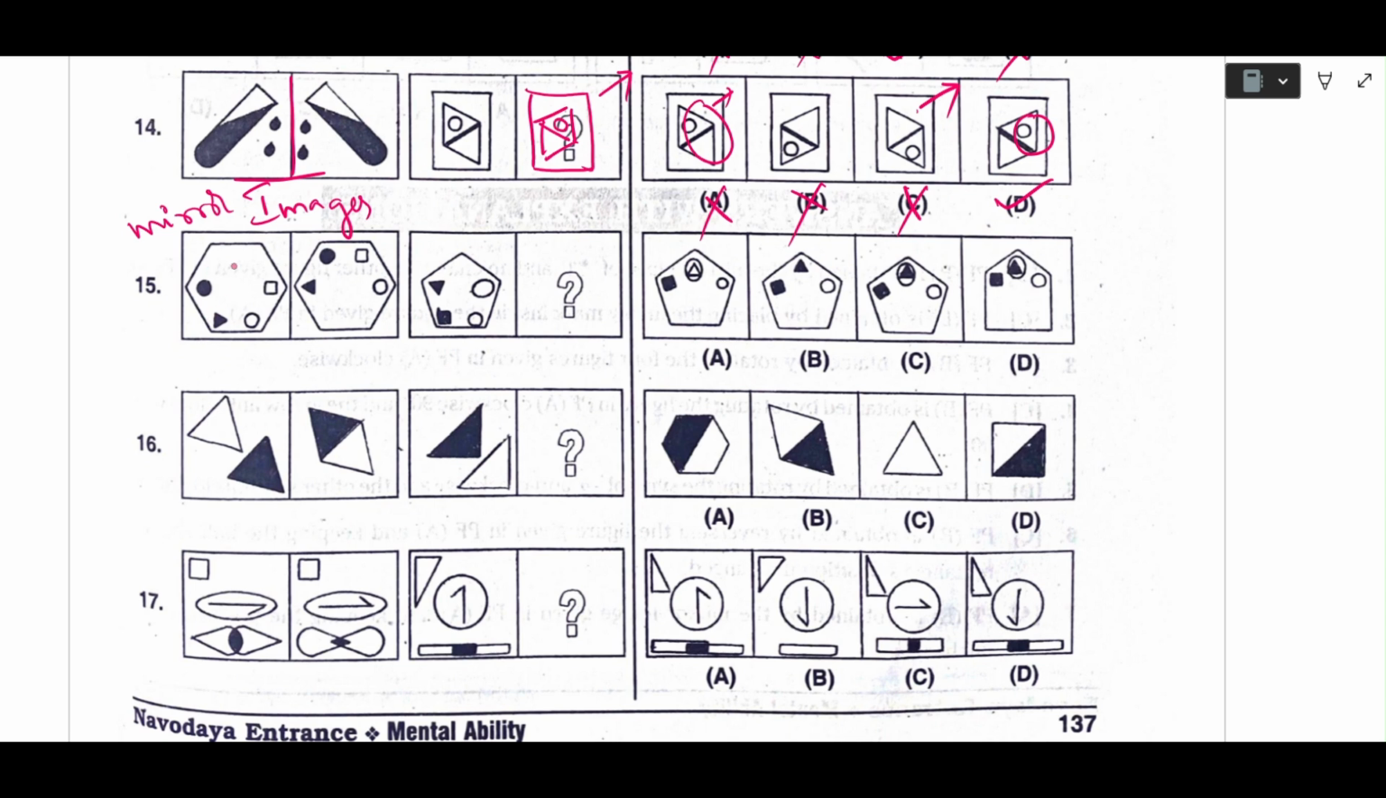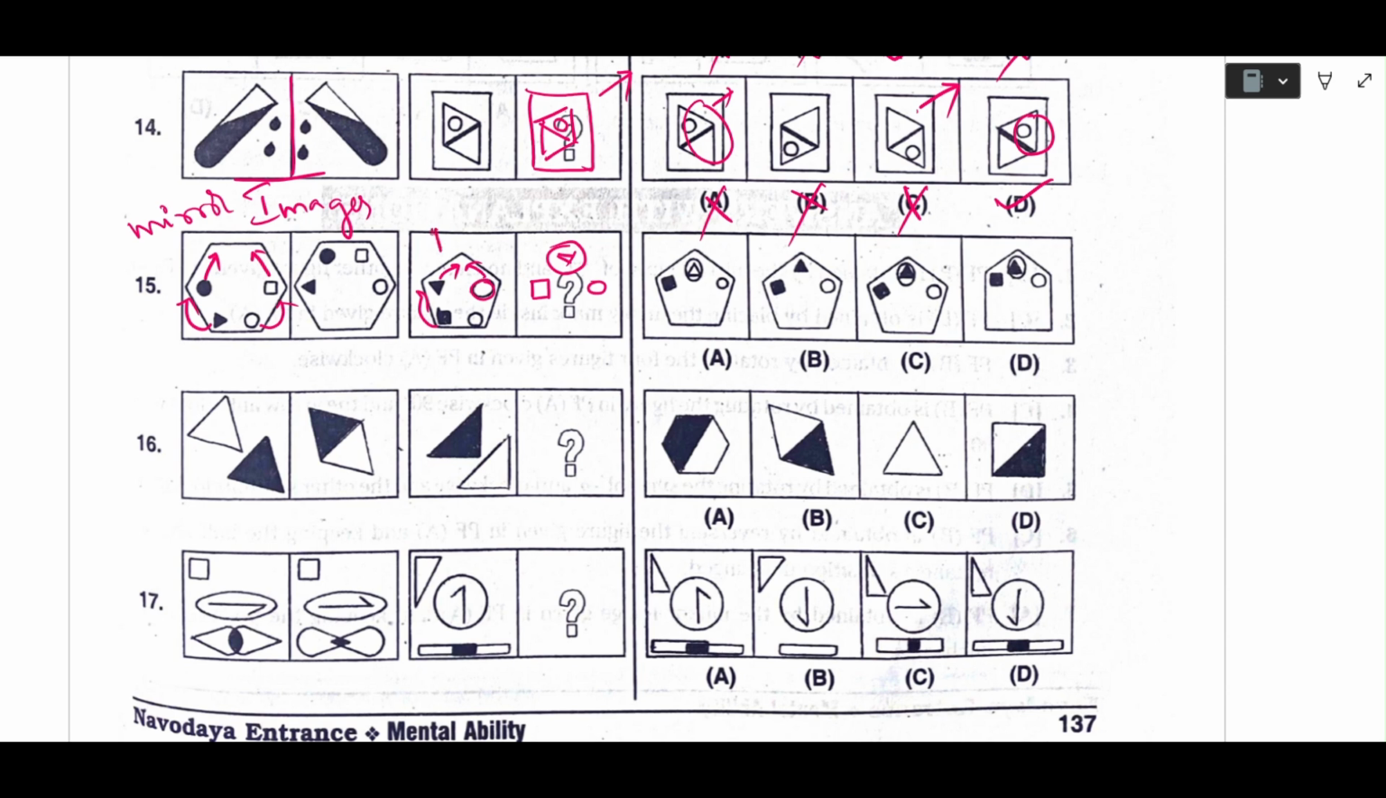And coming to 15. What is the change that happens here? Black went one step up, white also went one step up, and this triangle went one step up, the circle also went one step up. So we have to apply the same changes here. This triangle should go one step up, so the triangle should be here, and this oval should also go one step up. So it should be an oval, and this should be one step here. So here we should have a rectangle, and the circle should be here.